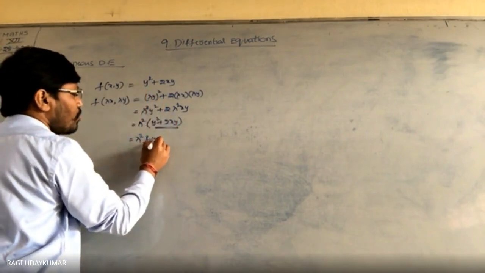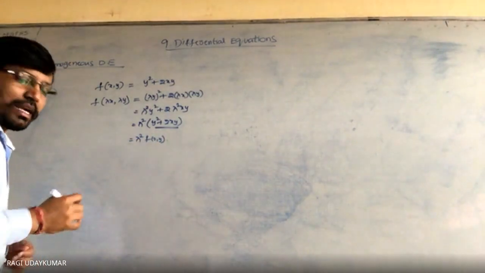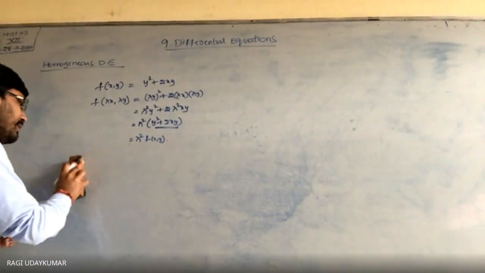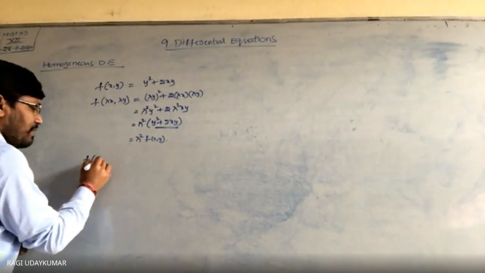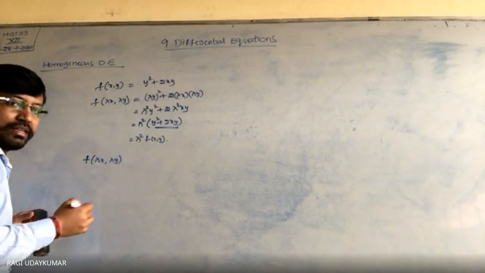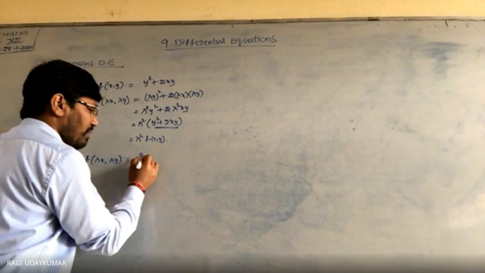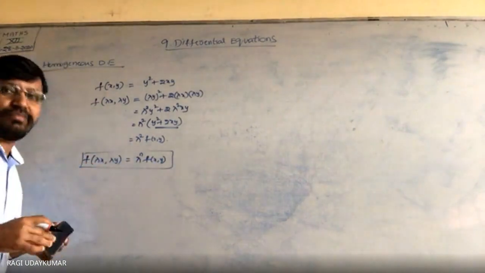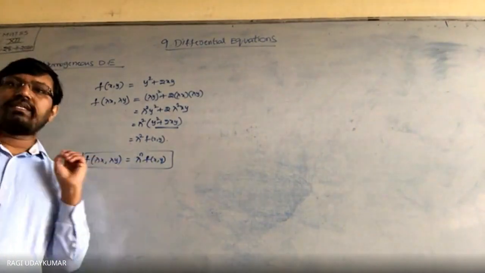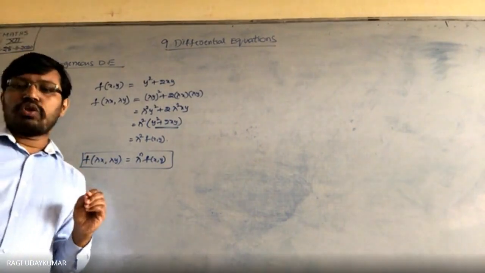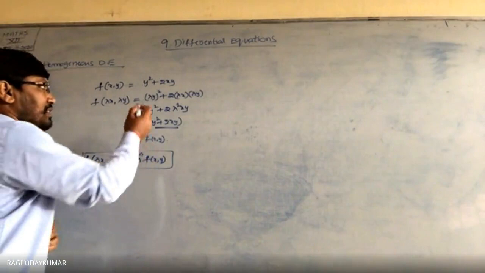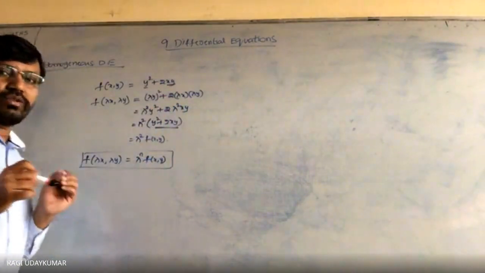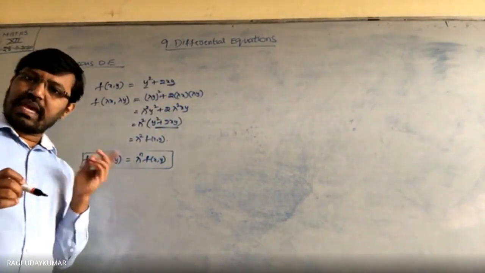So if you are able to express any function f of lambda x, lambda y is equal to lambda to the power of n into f of x comma y, then that function is called a homogeneous function. It is very simple to observe a homogeneous function. Here the square is there, power 2 is there, and the sum of these two powers is also equal to 2. So you get the same power.